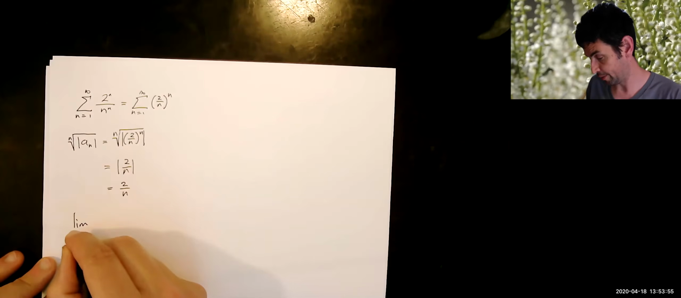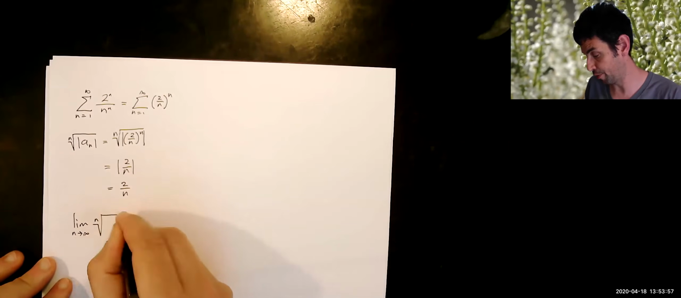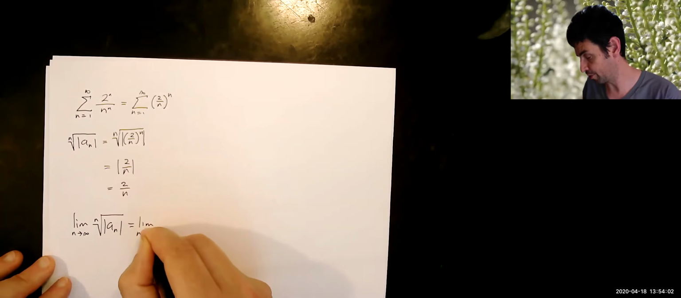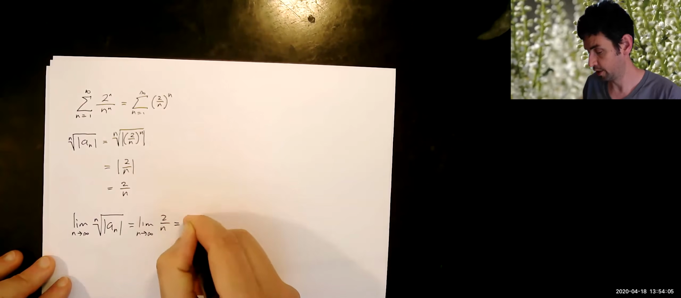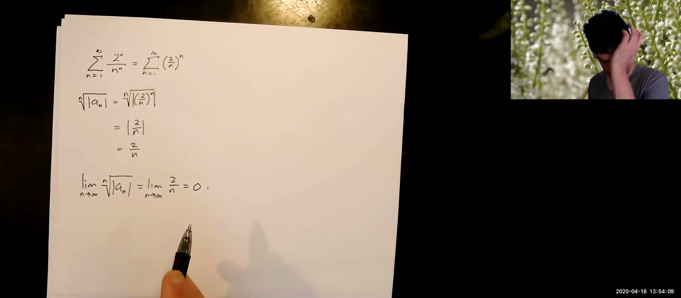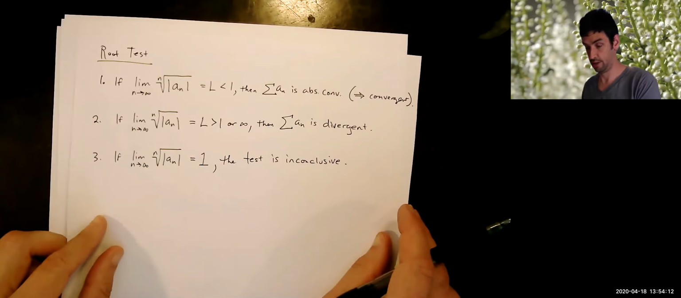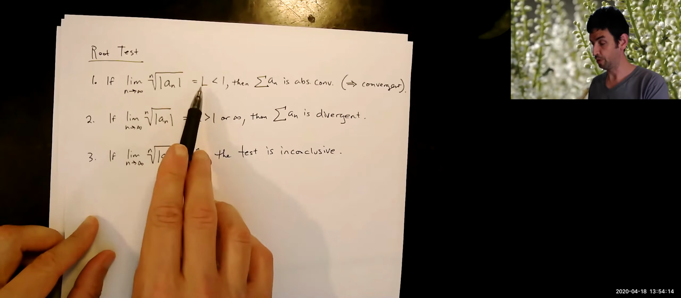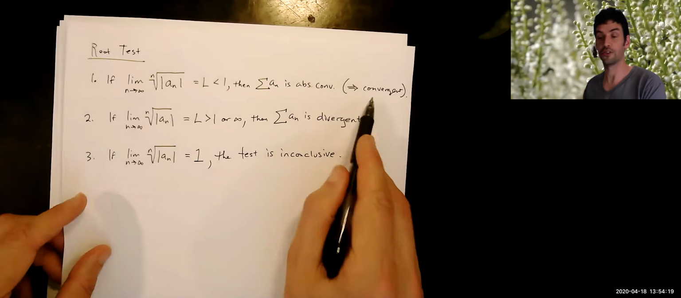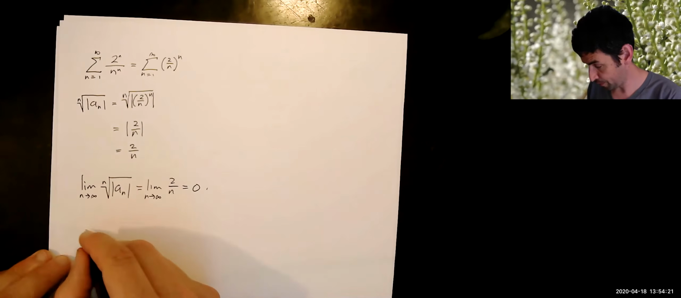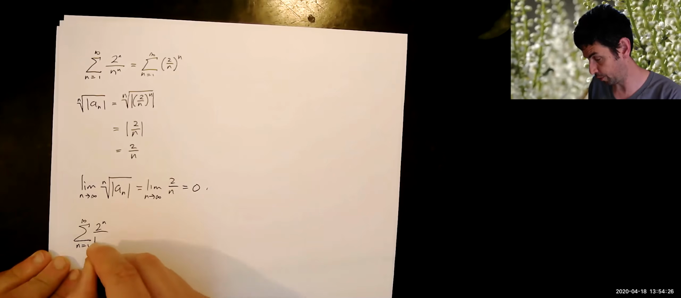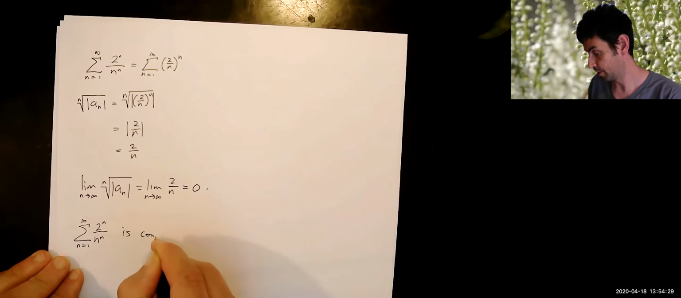So now we take the limit as n goes to infinity of the nth root of the absolute value of the terms of our sequence, and we get the limit as n goes to infinity of 2 over n, which is equal to 0. And now we refer to our root test. We took the limit, we got a number that was less than 1, we got the number 0, so the series is absolutely convergent and therefore convergent. Therefore, the series 2 to the n over n to the n is convergent.